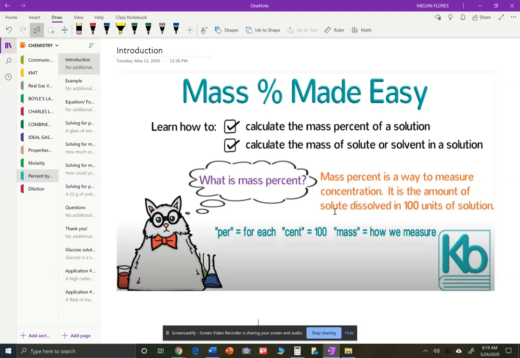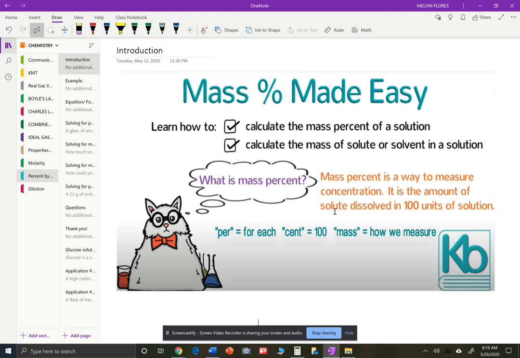Welcome to percent concentration of solutions. In this video, we're going to learn how to calculate the mass percent of a solution, and we're going to calculate the mass of a solute or solvent in a solution. But first, what is mass percent?